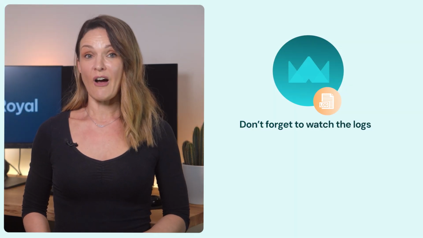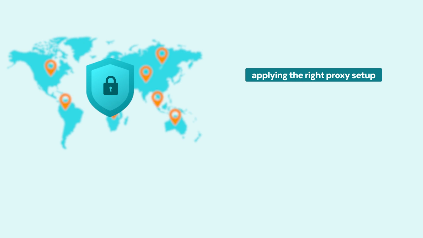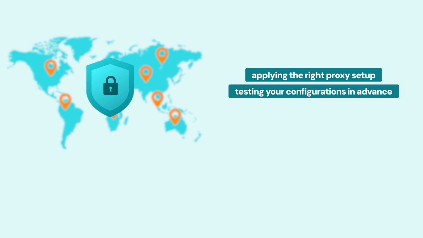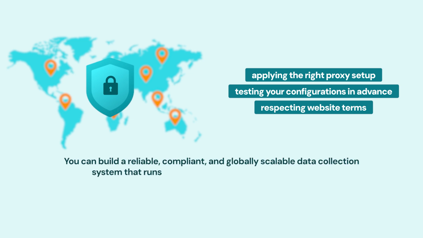Once you've added your proxy details, save the XML file and run Norconex to begin your crawl. Don't forget to watch the logs to confirm that traffic is going through your IPRoyal proxies. Then start crawling websites from anywhere without restriction. By applying the right proxy setup, testing your configurations in advance, and respecting website terms, you can build a reliable, compliant, and globally scalable data collection system that runs smoothly under any network conditions.